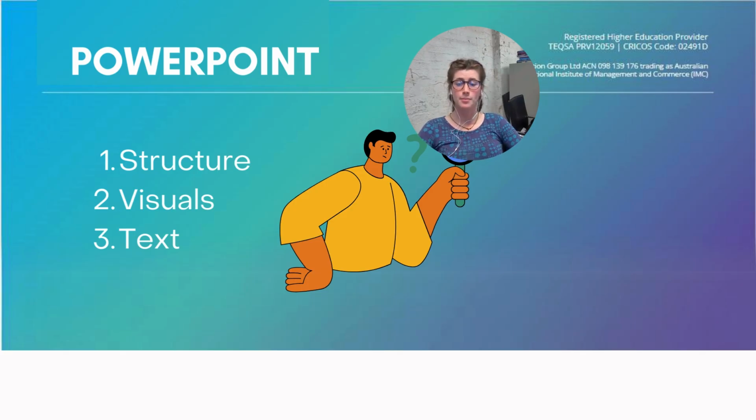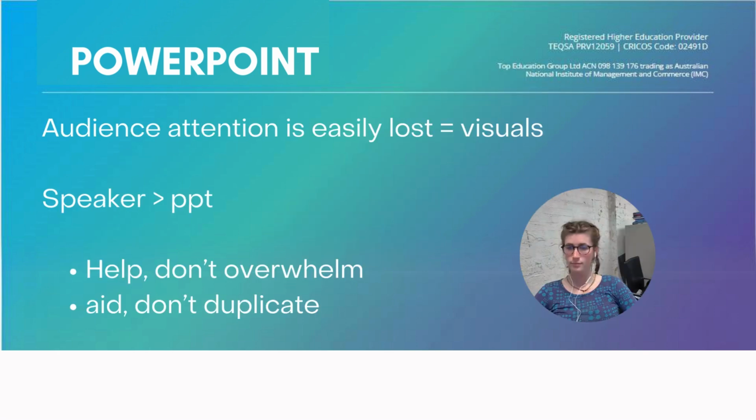So we've written our script. What happens next? Well, we've got to build up a PowerPoint to go behind us while we're speaking. So let's look at the 3 elements of a good PowerPoint: structure, visuals, and text. So what's the purpose of a PowerPoint? Well, it's not just to have something pretty to decorate your presentation. It's to direct the audience's attention to where it matters most.